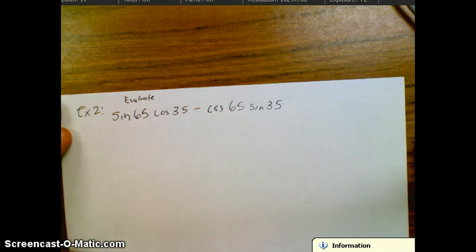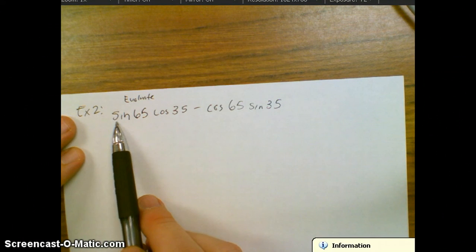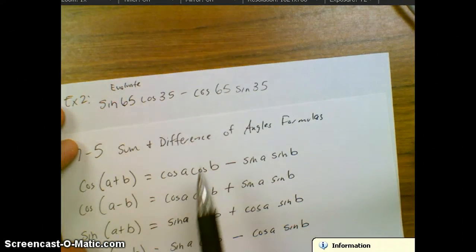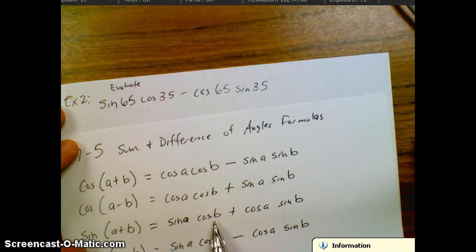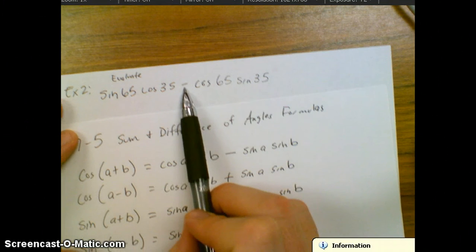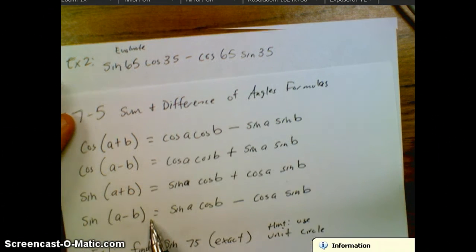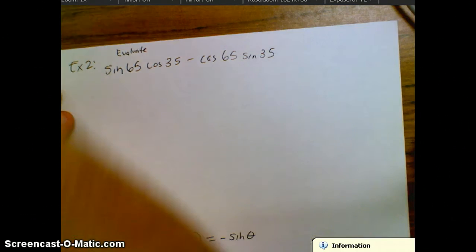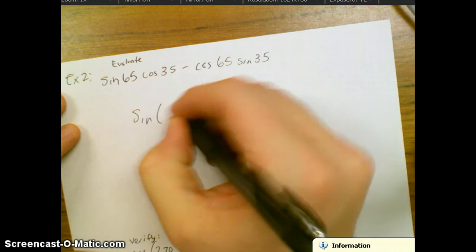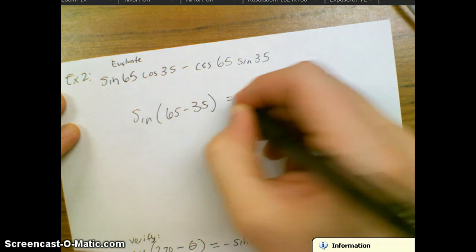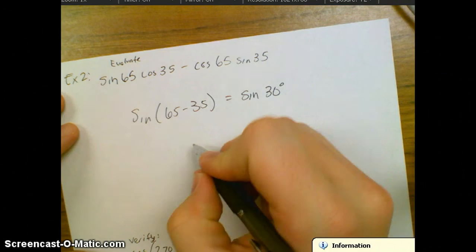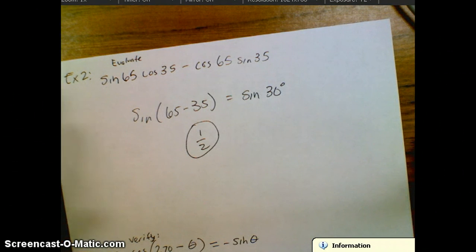The next example I have is, we're going to look at what this matches up with and go backwards. So here we have a sine cosine, and then we're subtracting. So it looks like this bottom one. So we take the two angles and we subtract them. So it would really be sine of 65 minus 35, which is the same as sine of 30 degrees. And looking at our unit circle, hopefully that is the correct answer. Yep, 1/2.